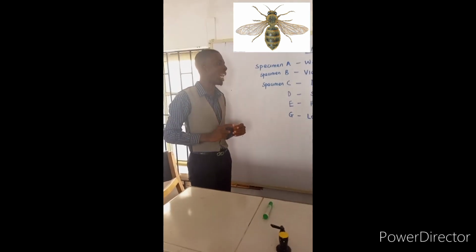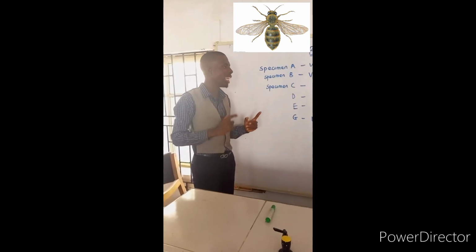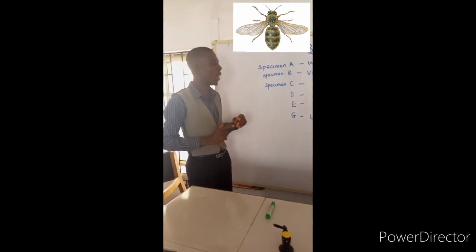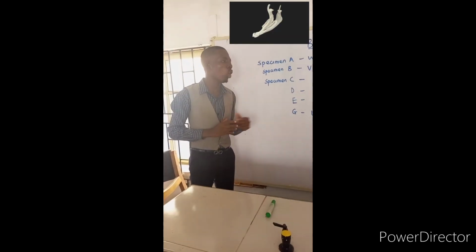Those are some of the similarities. I'll be dropping a note at the end of this video in order for us to be conversant with the likely questions that will be asked in Biology Practical. I will be talking about specimen G, which is the lower jaw of an herbivore.